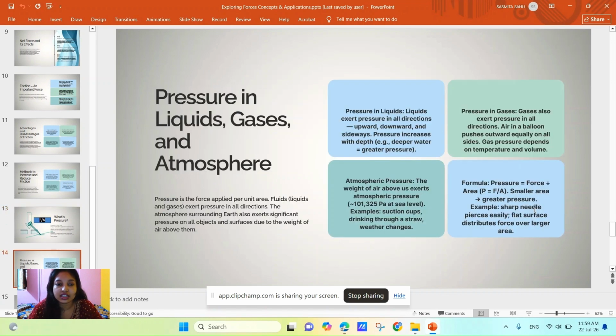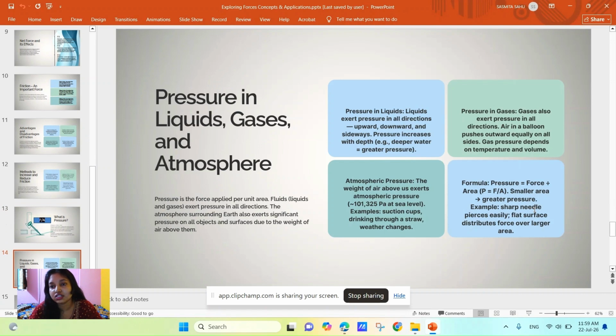Pressure in liquids, gases, and atmosphere. Pressure is the force applied per unit area. Fluids and gases exert pressure in all directions. The atmosphere surrounding Earth also exerts significant pressure on all objects and surfaces due to the weight of air above them. Pressure in liquids: liquids exert pressure in all directions, upward, downward, and sideways. Pressure increases with depth. Deeper water, greater pressure.